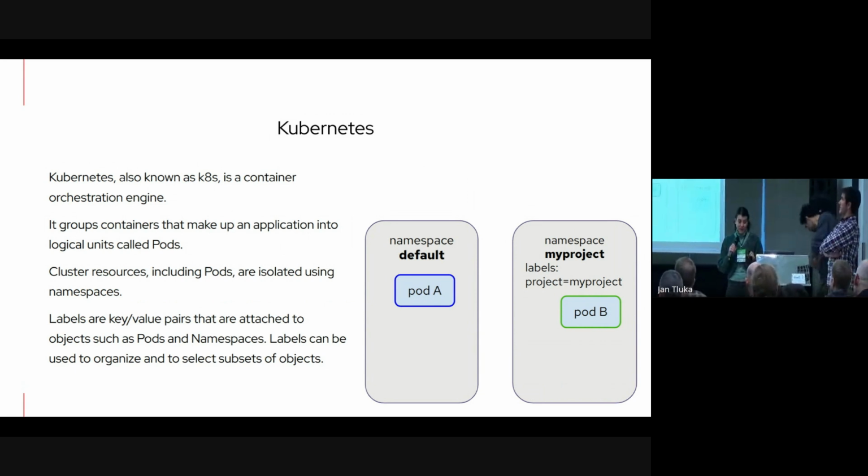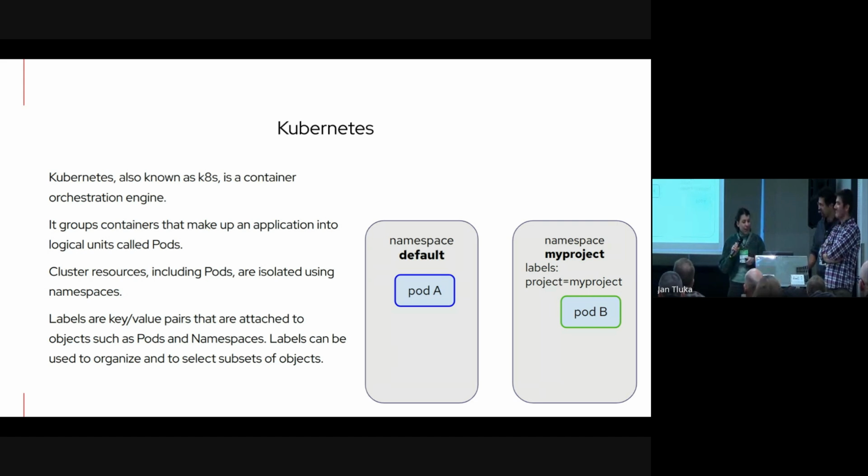So Kubernetes is a container orchestration engine, just in case someone doesn't know. What it does is it groups containers that make up some application into a thing called a pod. And you need to know that to understand the demo. Different cluster resources in Kubernetes, including pods, are isolated using namespaces. These are not Linux namespaces, these are Kubernetes namespaces.